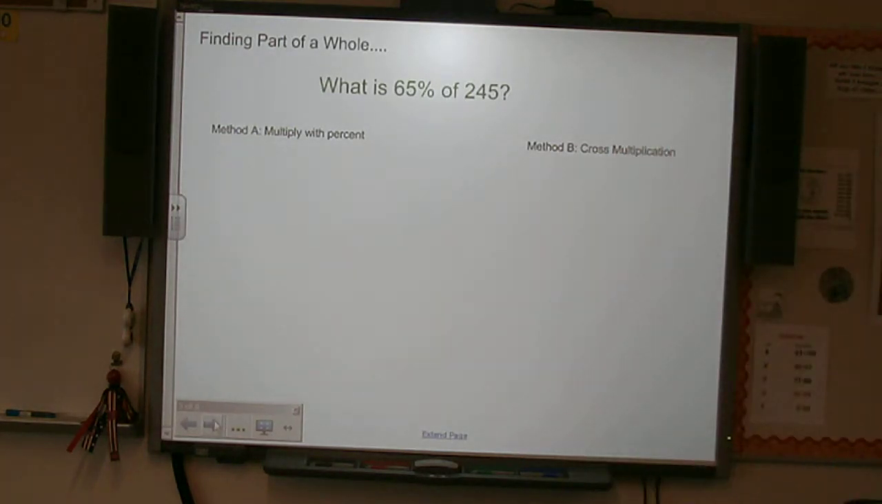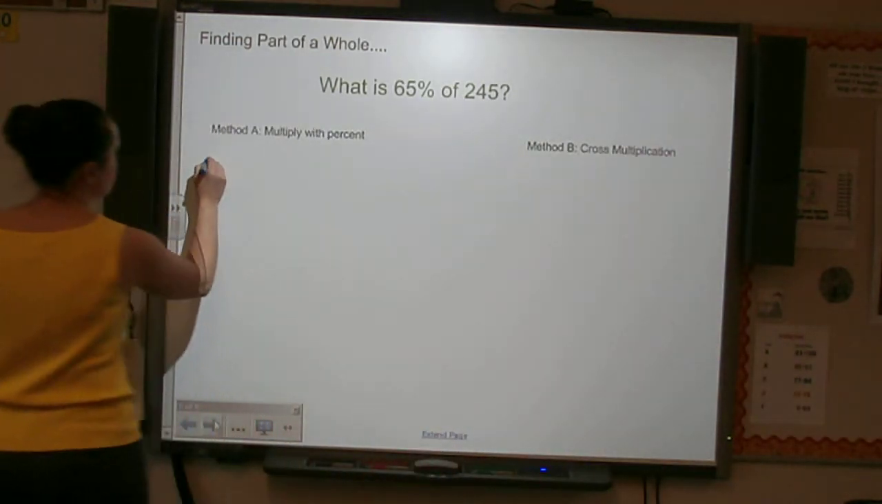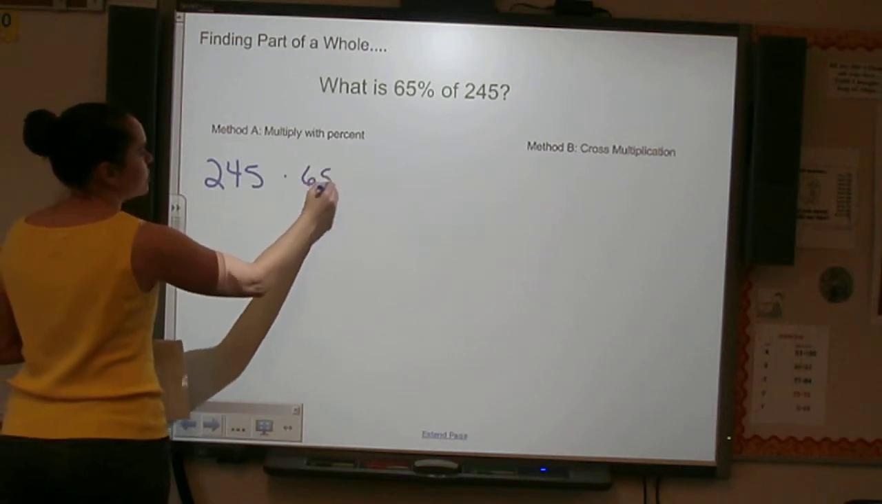Alright, finding part of a whole. Now we have the whole and we want to find this part. Okay? So the question is, what is 65% of 245? Now in class today we focused on method A, and in the video I'm going to show you method B, where we set up our proportion. So method A, we simply multiply with the percent. So we're going to say 245 times 65%.